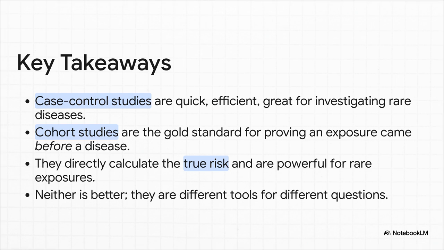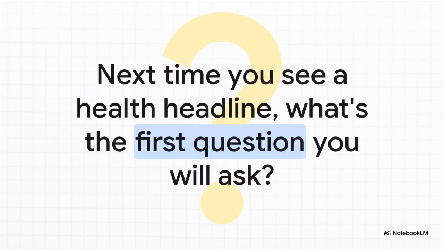But here's the most important takeaway of all. Neither one is better. They are just different tools for different jobs, and researchers pick the right one for the question they're trying to answer. So the next time you're scrolling and you see a headline that says, this supplement is linked to whatever, your brain will have a new tool. You'll be able to stop and ask, wait a minute, how did they figure that out? Was this a case control study where they looked backwards? Or was it a cohort study where they followed people forwards? Just asking that one question makes you a much, much smarter consumer of science.